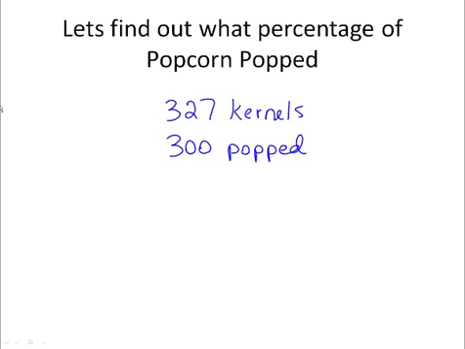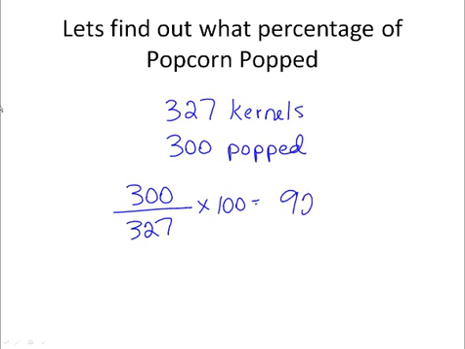Alright, let's find out what percentage of popcorn pop. Let's just say that we had a total of 327 kernels. And out of that 327 kernels, only 300 popped. So what we want to do to figure out our percent that popped is you're going to take the 300 over your total, 327, and then multiply that by 100, and you should get your percentage. So 92% of our popcorn actually popped.